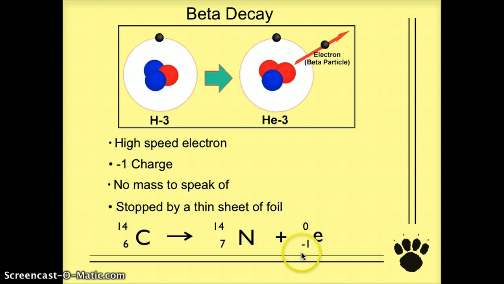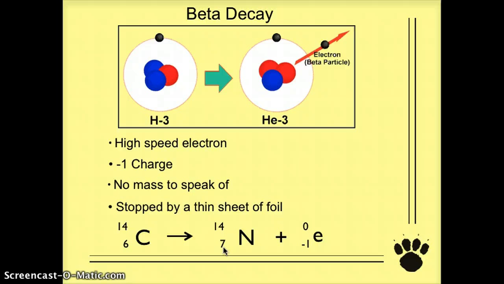Okay, so let's think about what happens here. So in beta decay, a high-speed electron comes flying out of the nucleus. If we started with carbon-14, our mass is still going to stay the same because electrons don't have any mass. But because of that negative charge, in order to have our sides be equal, we have ended up with nitrogen.